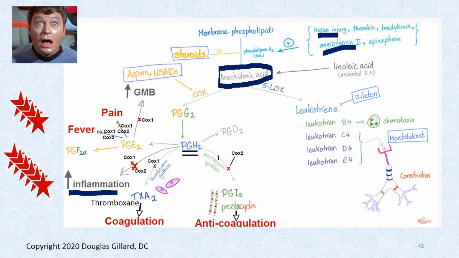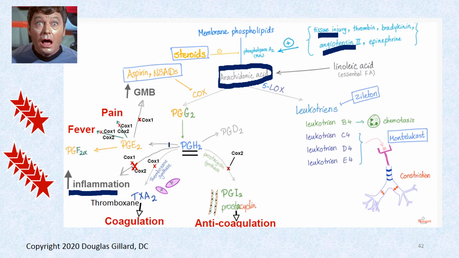PGH2 can also be blocked by Cox-2, but not Cox-1, and this is not a desirable effect. In fact, Vioxx was taken off the market because of this pathway. Cox-2 interferes with the production of prostacyclin, which is one of the coagulation turner-offers. It thins the blood, and so therefore Cox-2 has the possibility to increase clotting. It lets this side of the pathway run wild, and that's exactly what happened with Vioxx. People were getting heart attacks and strokes because of blood clots, because of this pathway.